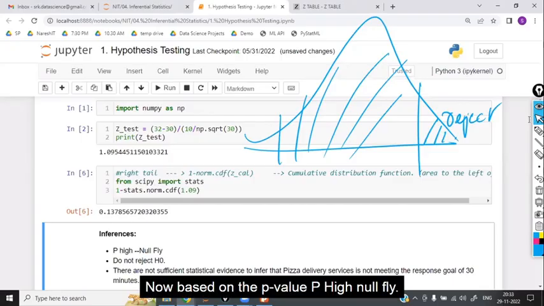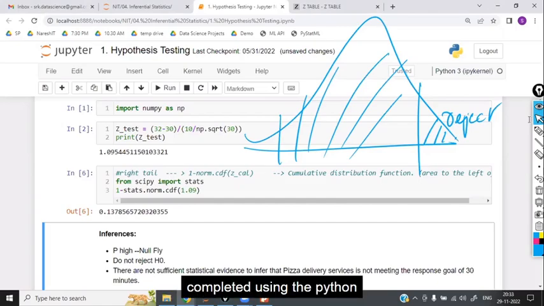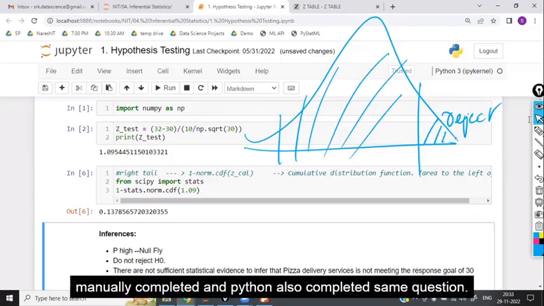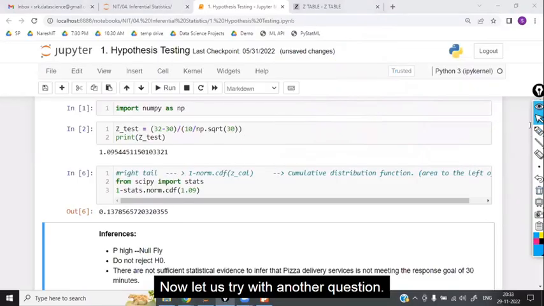Now based on the p value, p high, null fly, do not reject the null hypothesis. Completed using Python. Manually completed and Python also completed. Same question. Clear, guys? Now let us try with another question.